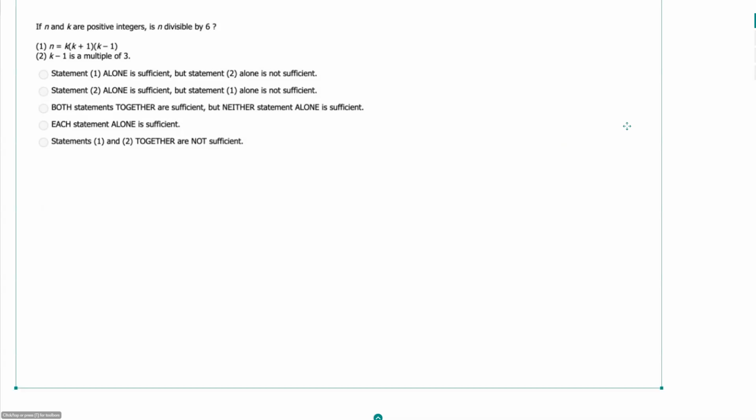If n and k are positive integers, is n divisible by 6? So a divisibility question, my favorite. Pay attention, kids. You might learn something. So what does it mean?